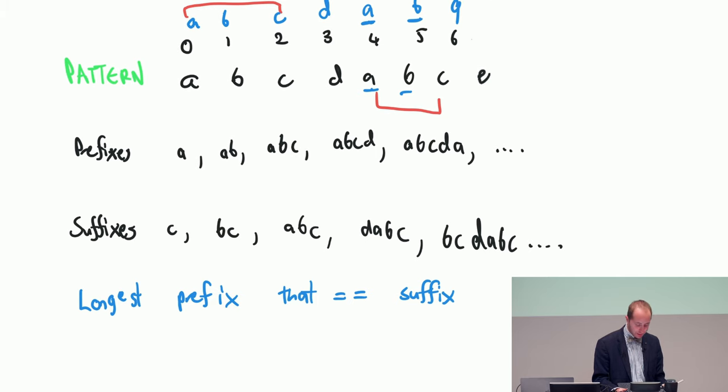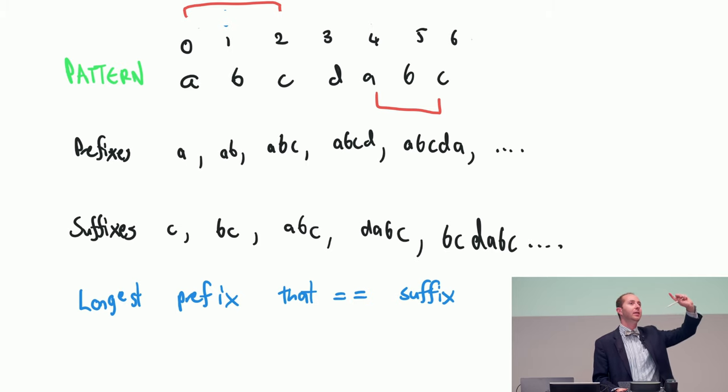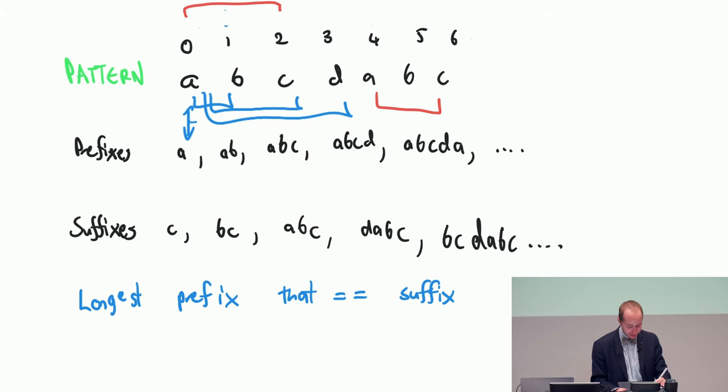So if we write out our list of all prefixes in our original string, our prefixes are A, then AB, then ABC, then ABCD, then ABCDA, and so on and so forth. Our suffixes would be, I think I've messed this up now by adding random letters on. Oh, I know what the issue is. These prefixes are pattern prefixes, not prefixes of the target string. So A, and then AB, then ABC, then ABCD, and so on and so forth.